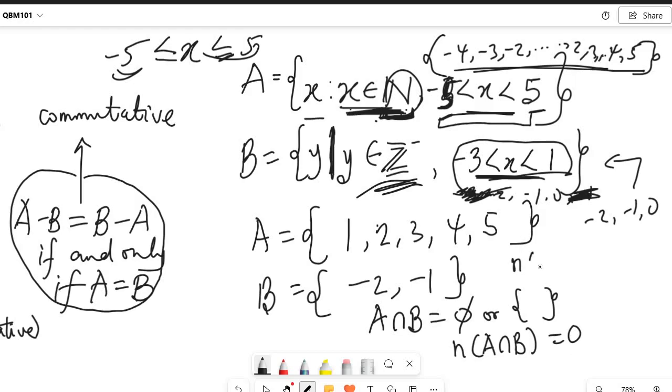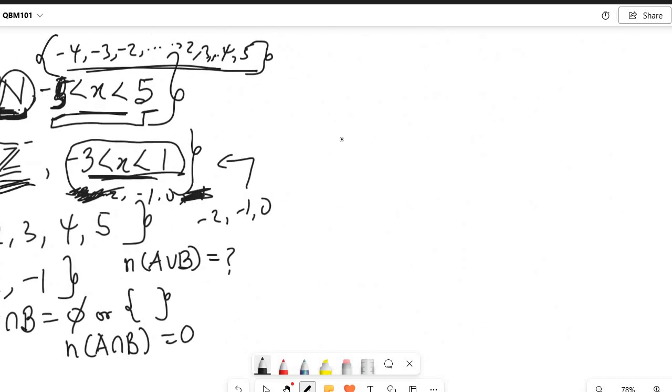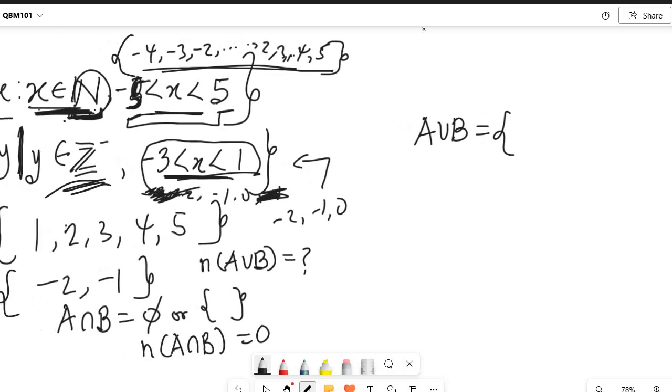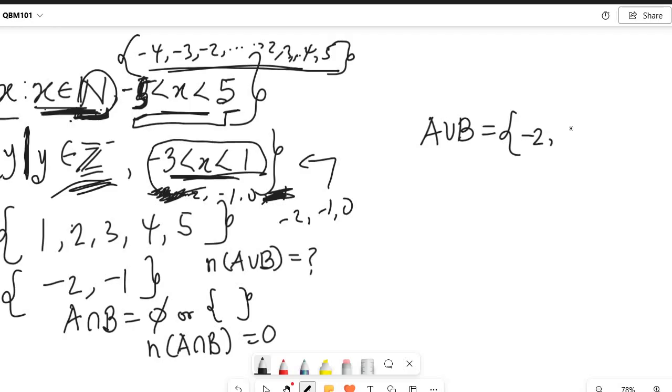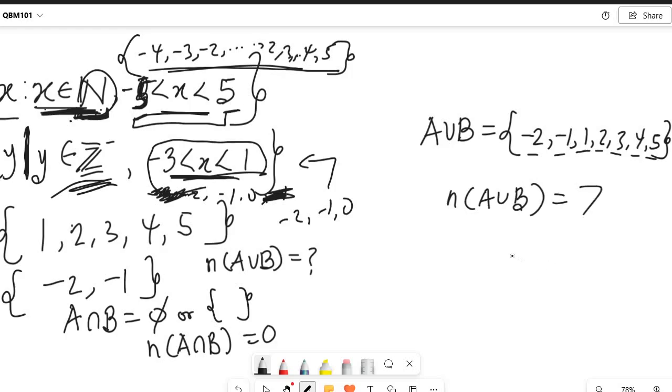Then if I'm asked to find the cardinality of A union B, I must first list what A union B is. For me to list A union B, what do you say? Coming together of all the elements you have. So that means you have -2, -1, 1, 2, 3, 4, 5. These are the elements of it. So that means cardinality will be 1, 2, 3, 4, 5, 6, 7. So n of A union B equals 7. I hope we're learning. All right, so that is that about that.